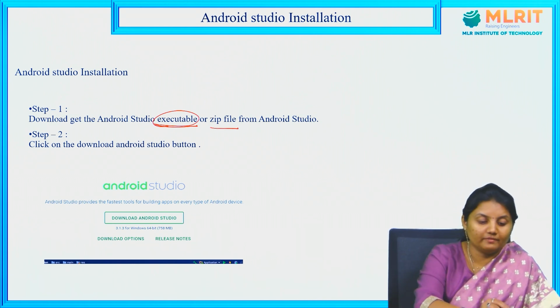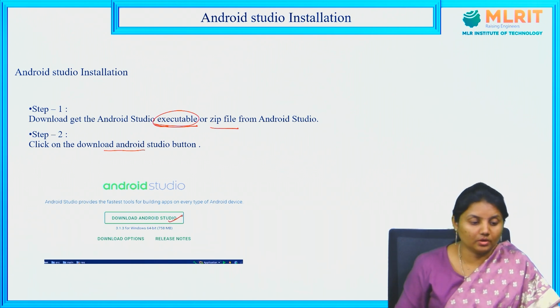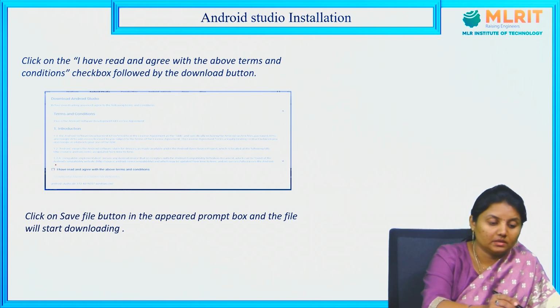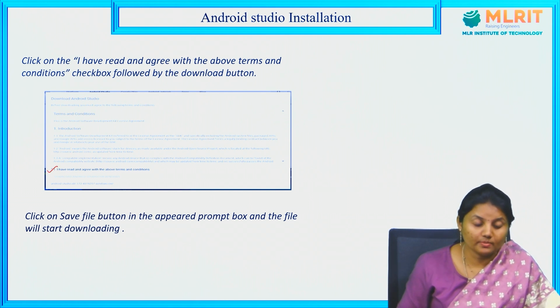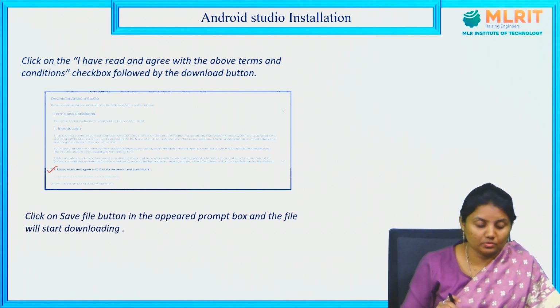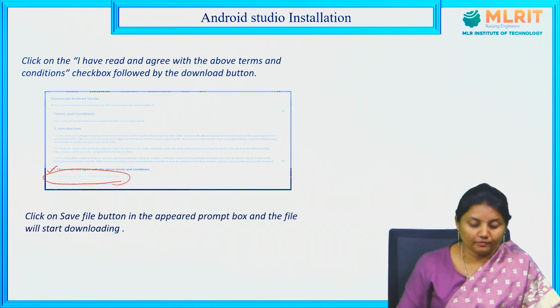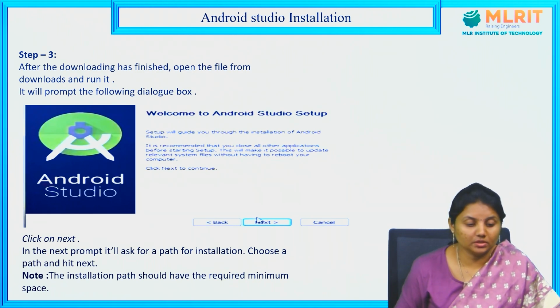Click on the Android Studio button. Next, click on the checkbox saying you have read the terms and conditions. Once you click on that checkbox, the download button will be highlighted. Download Android Studio for Windows. This is the page you will get once you click on download.